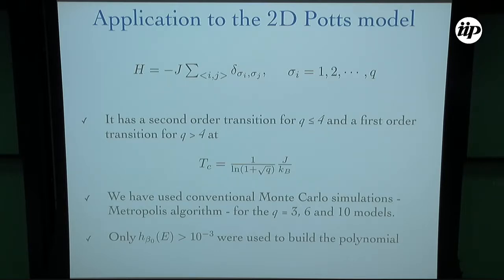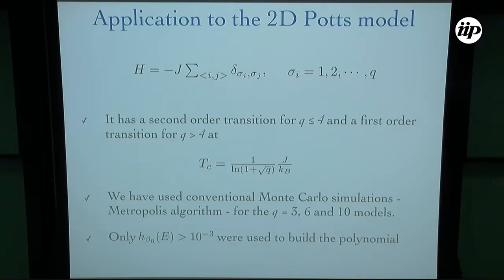Let's try it in other models, in other situations. The 2D Potts model with Q states: if neighboring spins are in the same state, you count 1 in the energy. If not, they don't interact. It has a second order transition for Q smaller than or equal to 4, and a first order transition for Q greater than 4. The critical temperature and exponents for this model are known exactly.